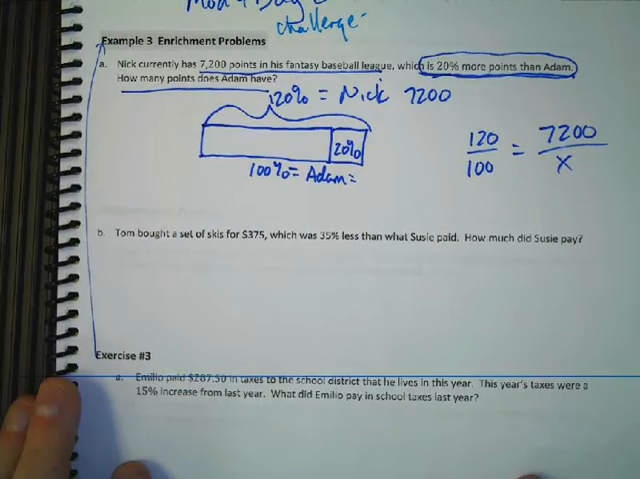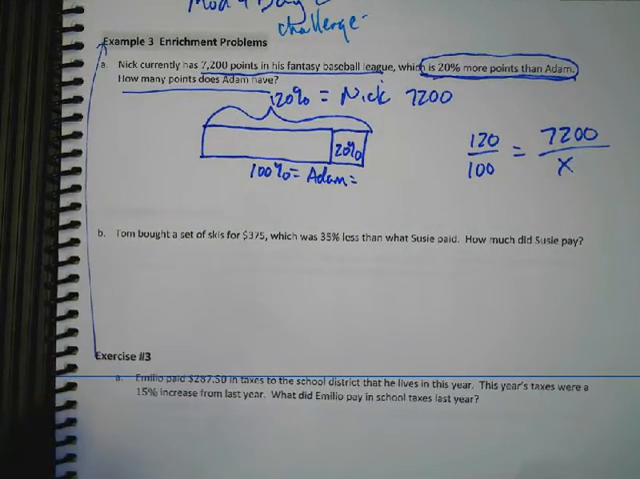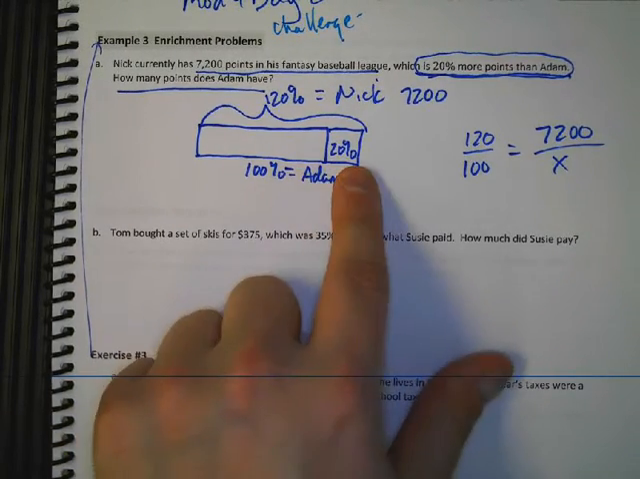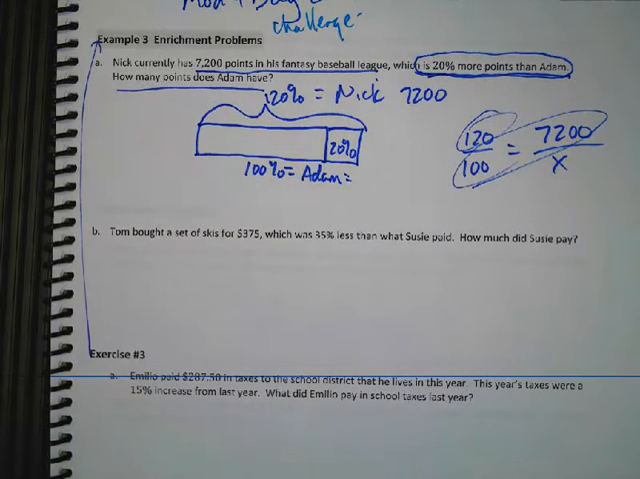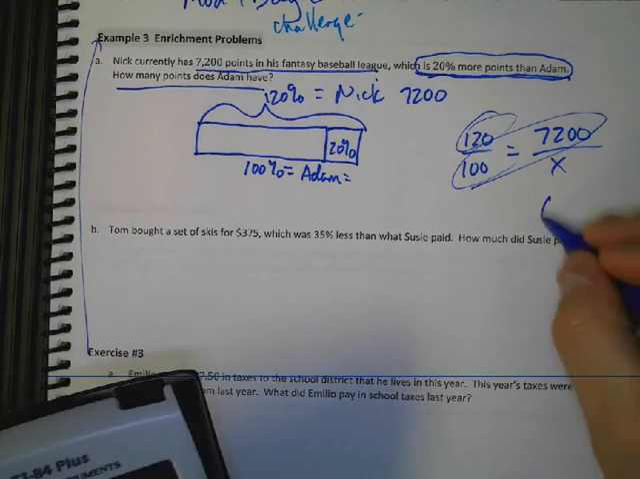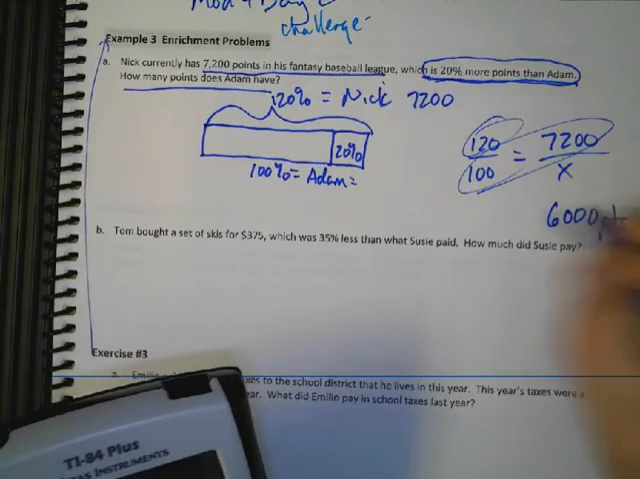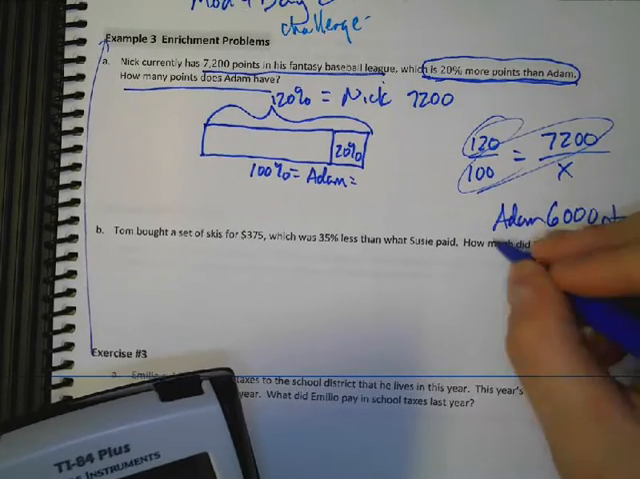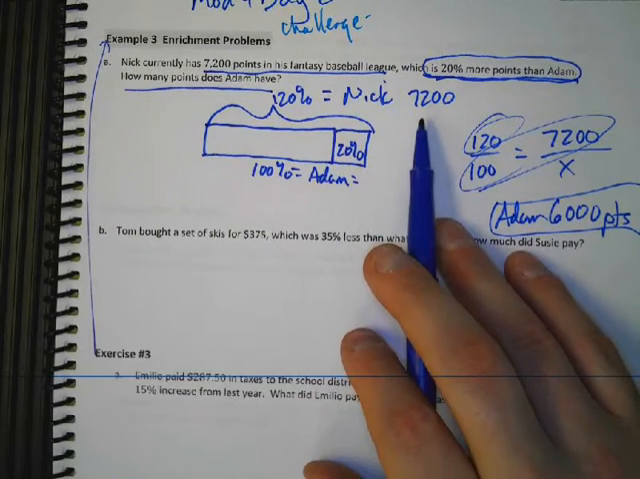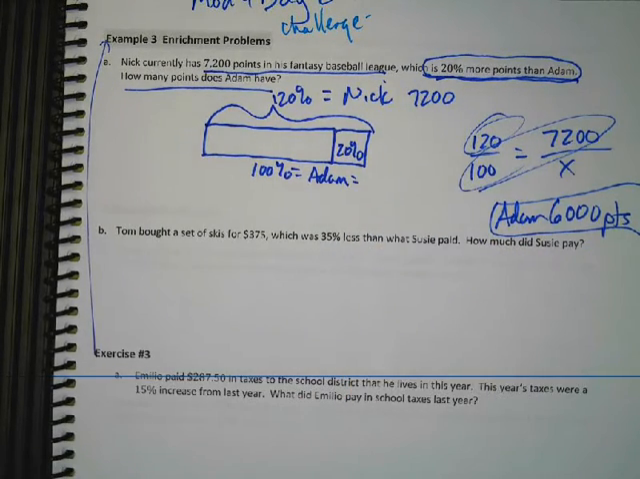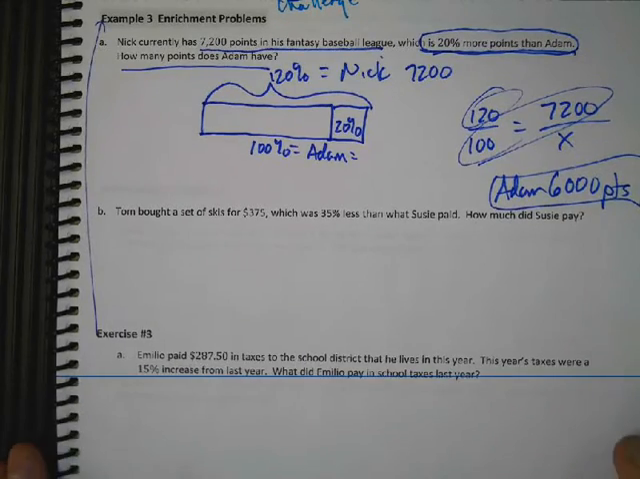So there's my proportion. So it's just a little bit tougher because I'm adding a step in where you're going to add 20% on. So we cross multiply, we divide. Okay, 7,200 times 100 divided by 120, and 6,000 points is what Adam has. Does that make sense? Hopefully it does. Nick scored more, so Nick actually won the fantasy baseball league, 7,200 to 6,000. Right. In example B, example 3B, this one's a little bit different.